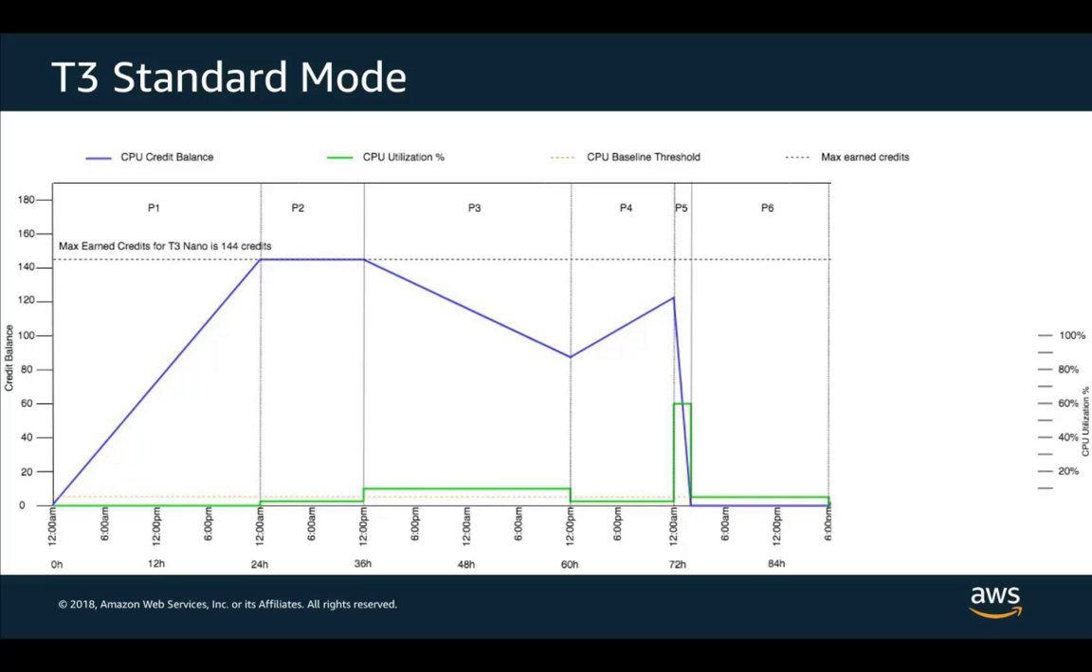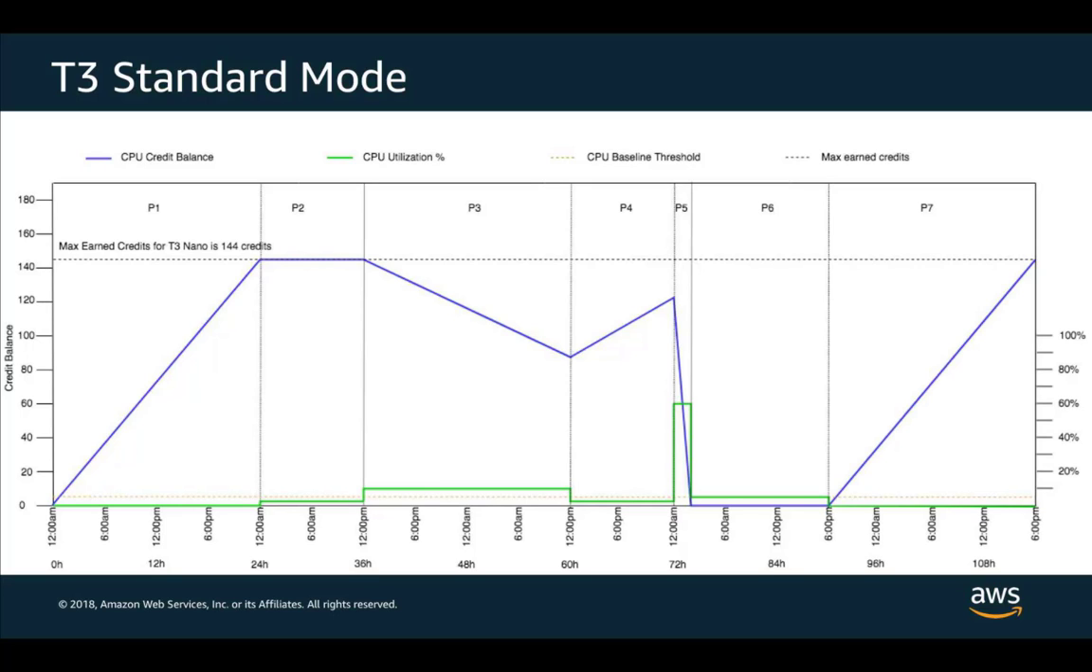Then during period 6, which is for the next 8 hours, the instance is chugging at baseline CPU of 5%. It earns 6 credits per hour. It spends 6 credits per hour. So nothing is left to accumulate in the CPU credit balance bucket. The credit balance remains at 0 here.